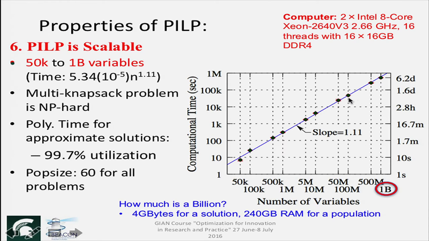Now, when I presented this to a conference, one of the attendees said that you first told us it's a knapsack problem, and knapsack problems are NP-hard, which means you cannot find a polynomial time algorithm to solve it. And I'm showing here polynomial time performance. So where is the contrast?